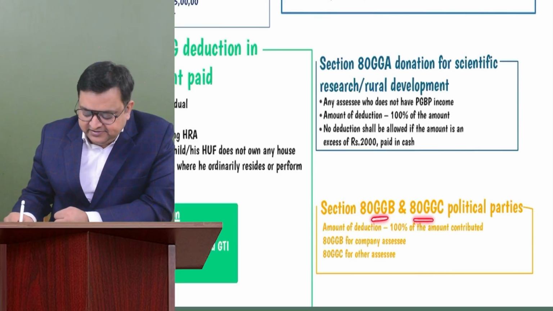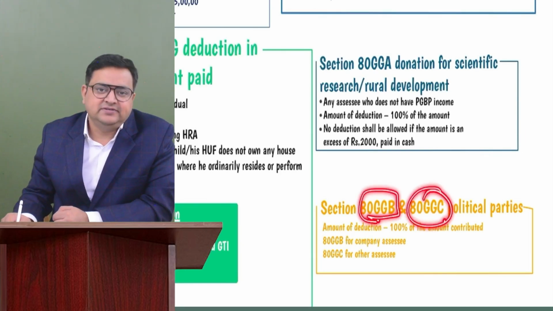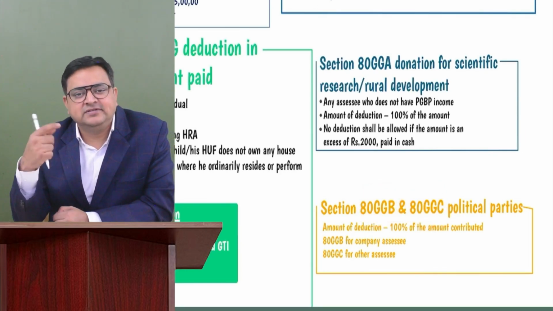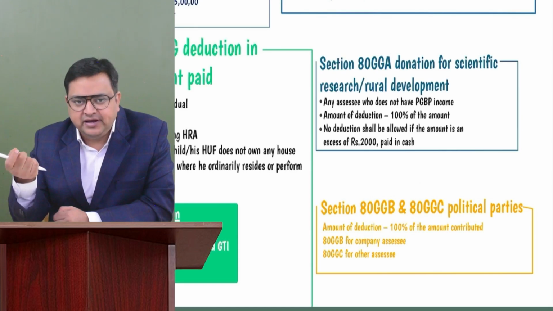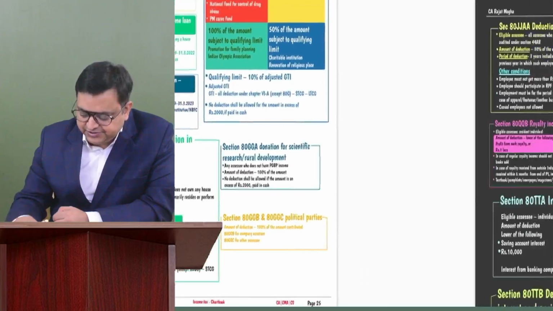80GGB and GGC are donations to political parties. Mainly GGB is for the company assessee. For a non-company assessee, it is GGC. So whenever a non-company assessee is making a donation to political parties, they can get the deduction of 100% of the amount donated. But please remember, this amount should not be paid in cash.